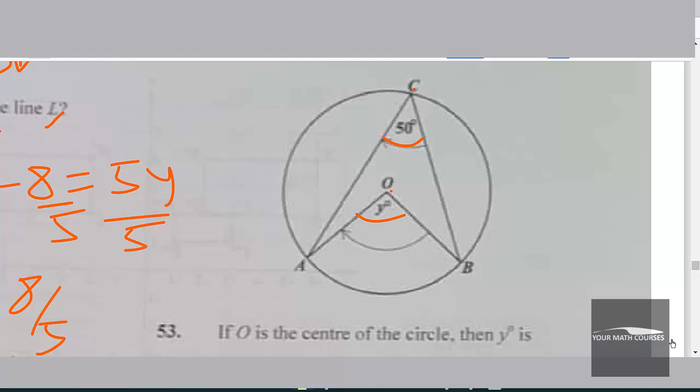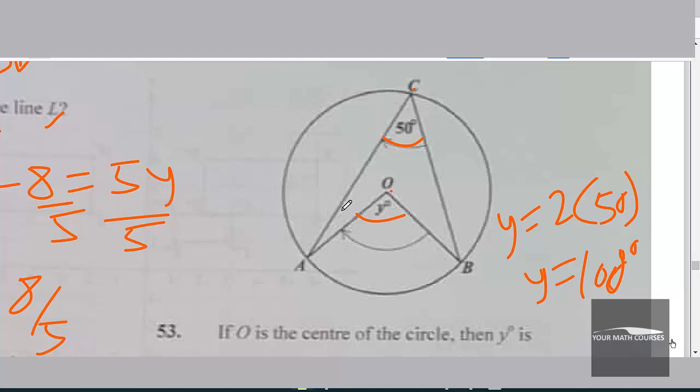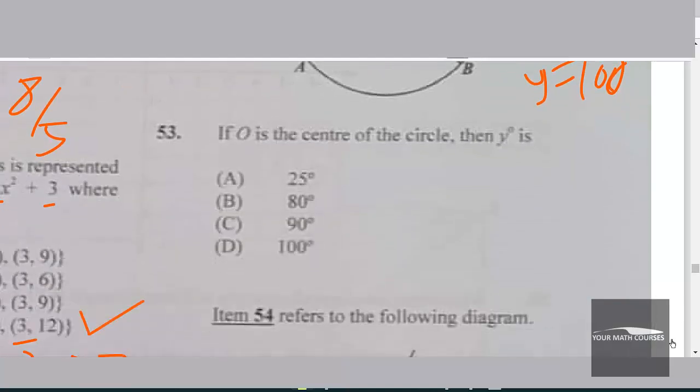Always, the angle at the center is 2 times the one at the edge. So Y will be equal to 100 degrees. So we wanted to find the value of Y. The value of Y is 100 degrees.